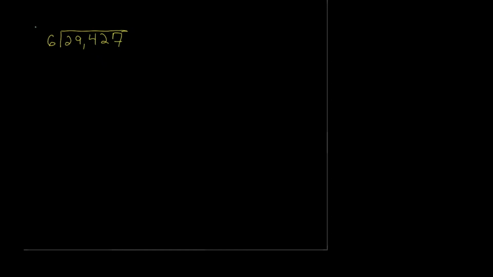And so I take my divisor and I look at the first place value. And I go, how many times does 6 go into 2? Well, it goes 0 times. And so I put that up above. And I multiply 6 times 0. And I get 0. And I subtract 0 from 2. And I get 2. And I'll bring down the next place.